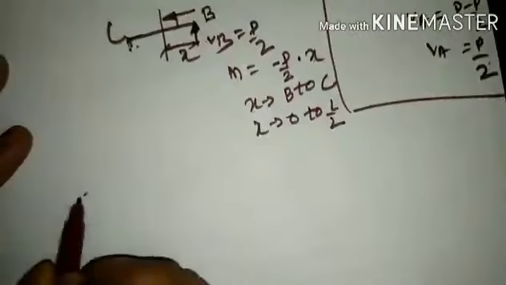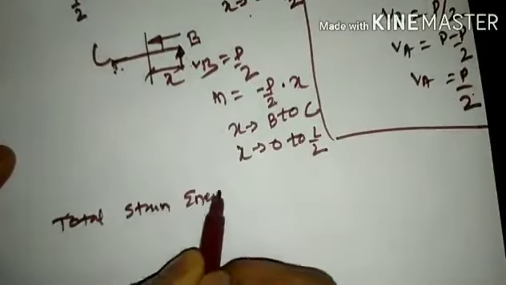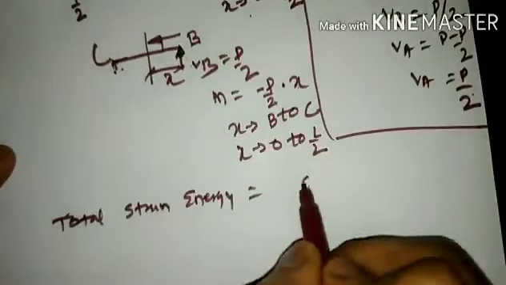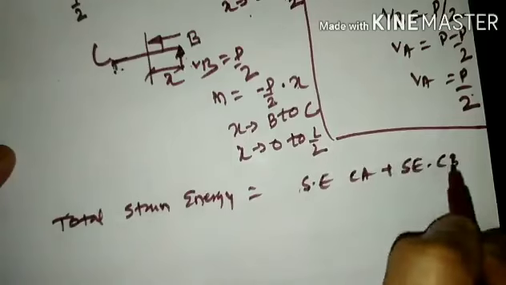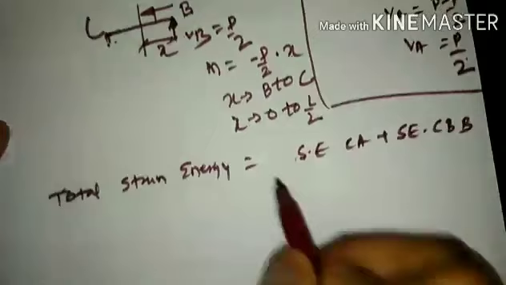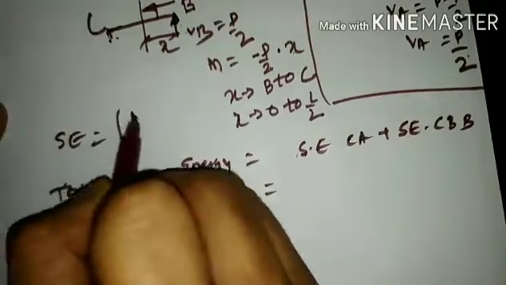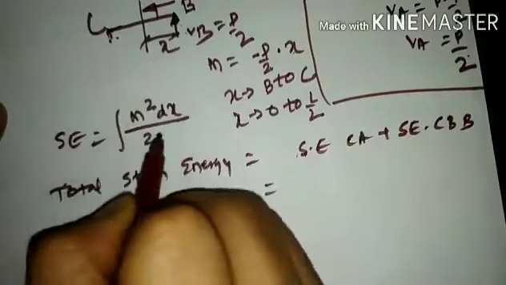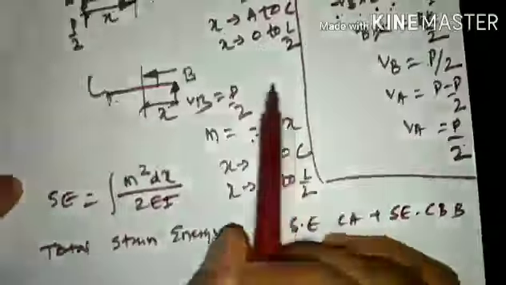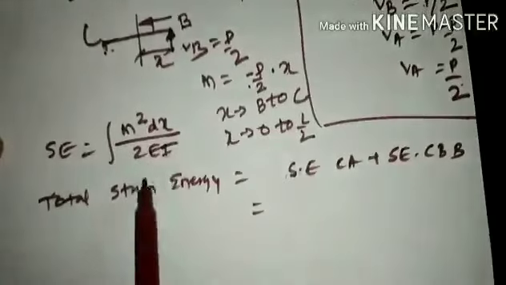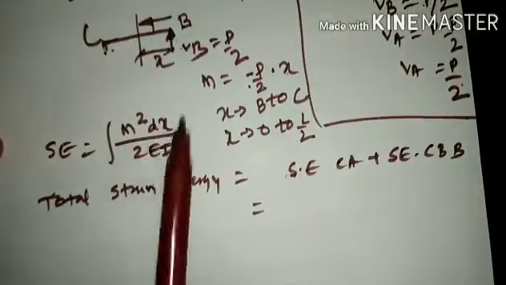So the total strain energy will be equal to the strain energy in CA plus the strain energy in CB. What is the strain energy equation? The strain energy equation is integration of M square dx divided by 2EI. M is the value that we have already calculated. Similarly here, M has already been calculated. 2EI is constant. dx is the integration part, that is, with respect to x we need to integrate.